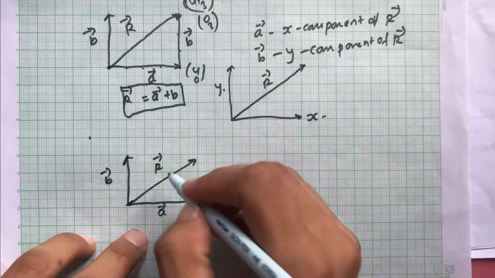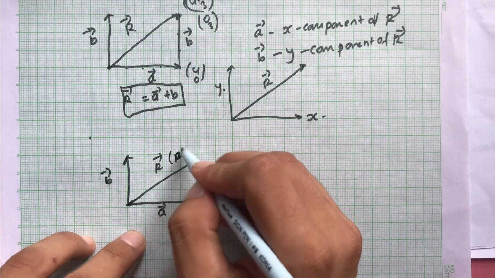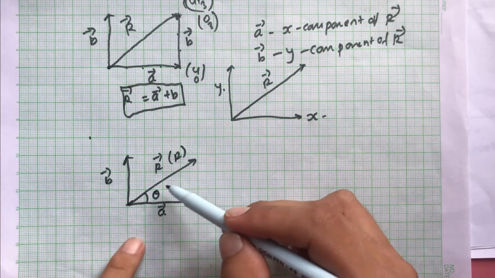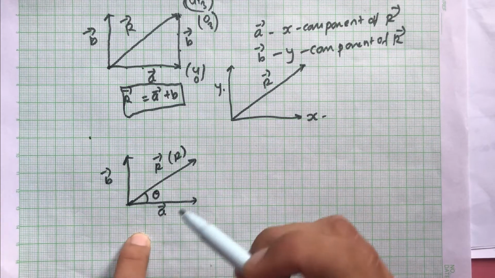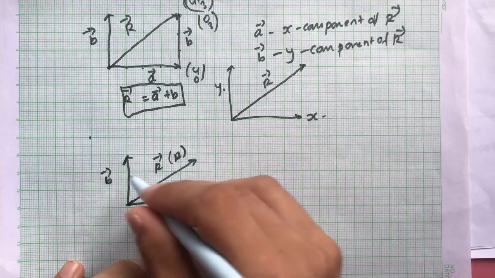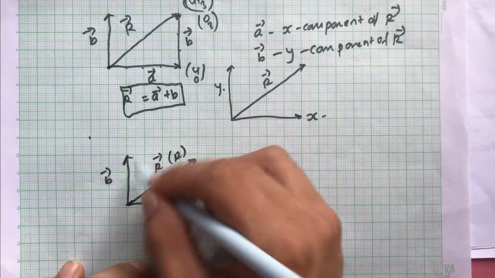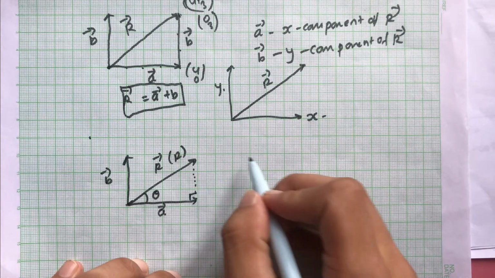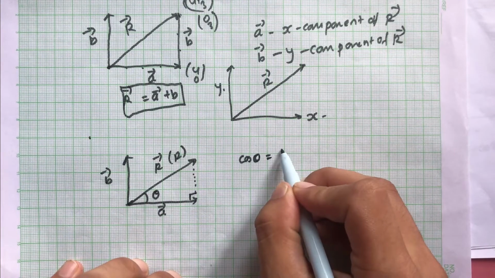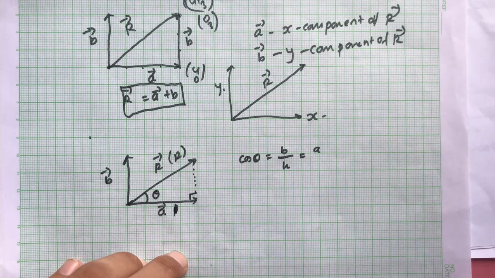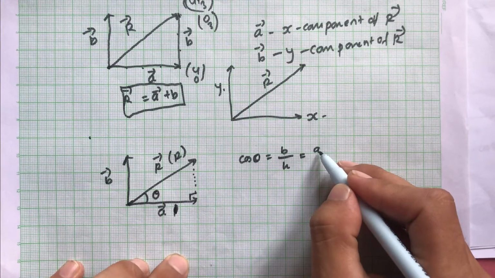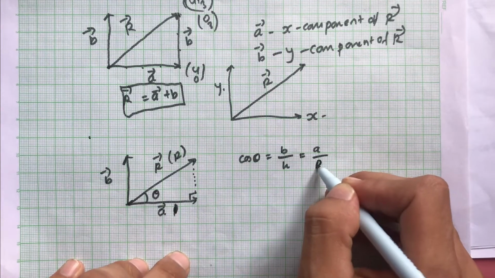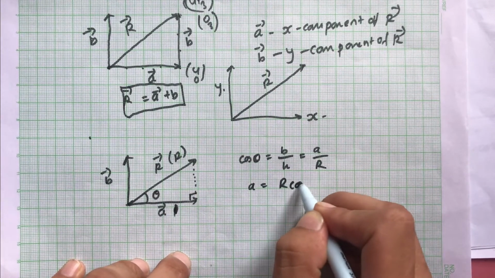Now I need to find, let's say the magnitude of R is R, and let's say that I know the angle which is theta. The angle of R to the horizontal is theta. Now I need to find the magnitude of A and magnitude of B. So there is this line here, this vector here. So this is 90 degrees. From trigonometry, cos of theta equals base by hypotenuse. So the base here is magnitude of x component, which I'm going to call A, and hypotenuse is the magnitude of R vector, which is R. So A will be R cos of theta.